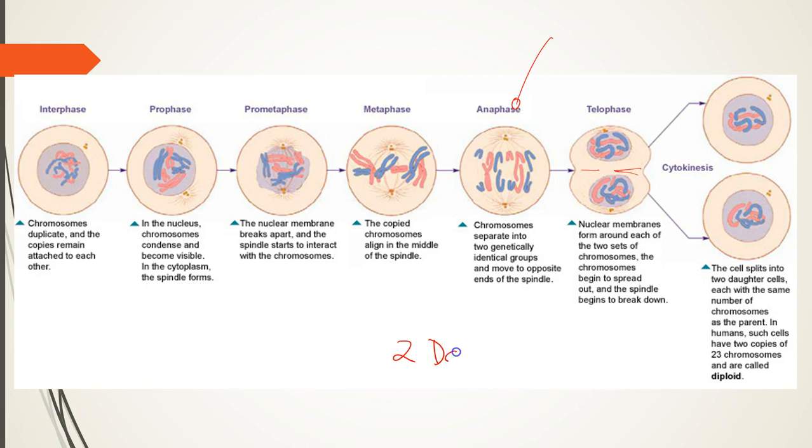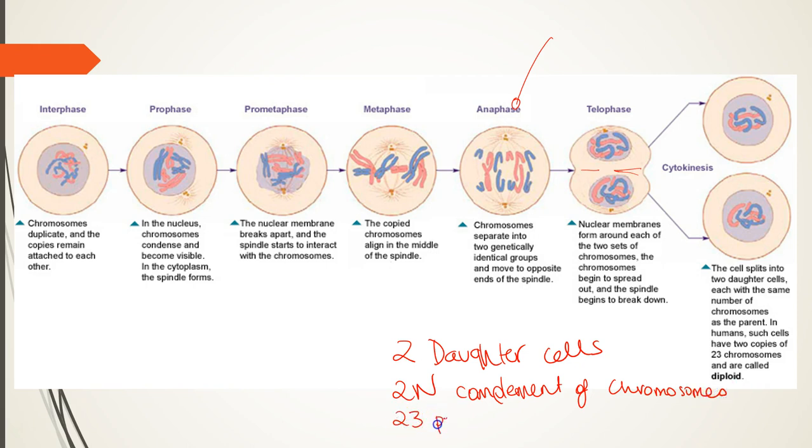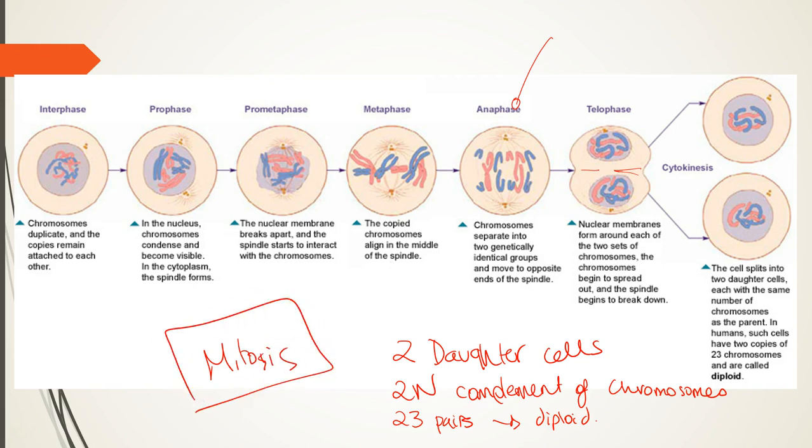Okay, so 2 daughter cells is critical, and they both have a 2n complement of chromosomes. Okay, so they are diploid. They have 23 pairs. Okay, so they are diploid with a total of 46 chromosomes after mitosis. This is mitosis.